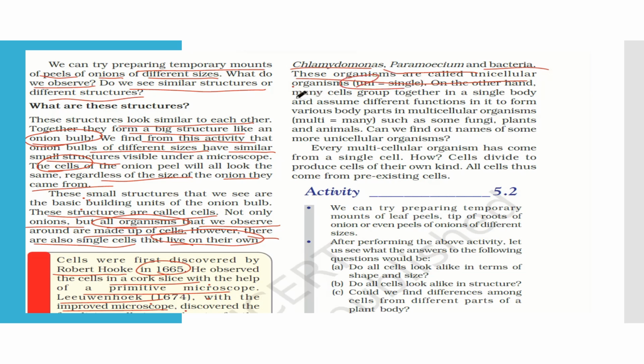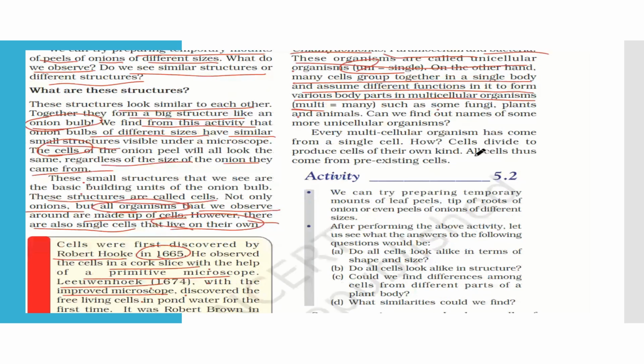On the other hand, many cells group together in a single body and assume different functions to form various body parts. These are multicellular organisms, multi meaning many, such as some fungi, plants and animals. So can we find names of some more unicellular organisms? We will see what multicellular and unicellular organisms are, and then we will move on to the activity. So all cells come from pre-existing cells.